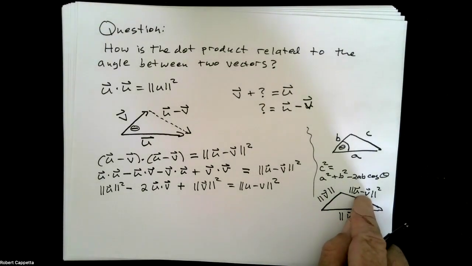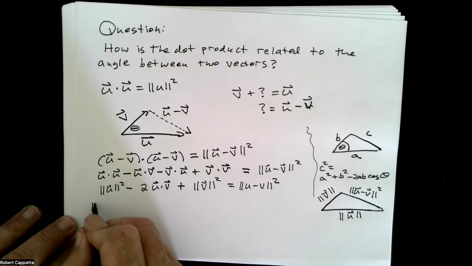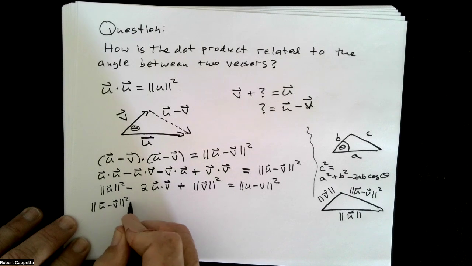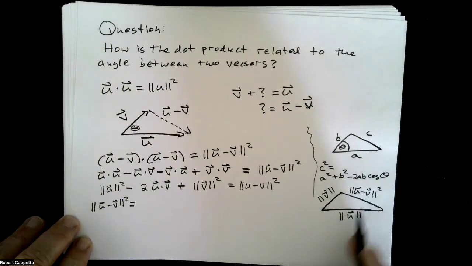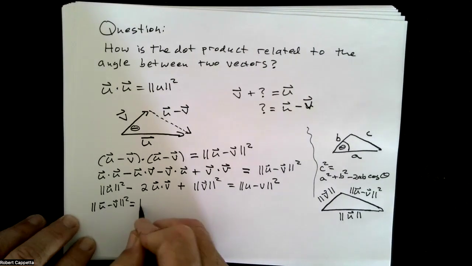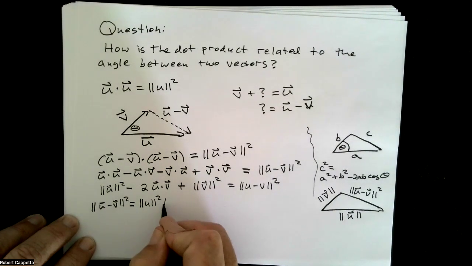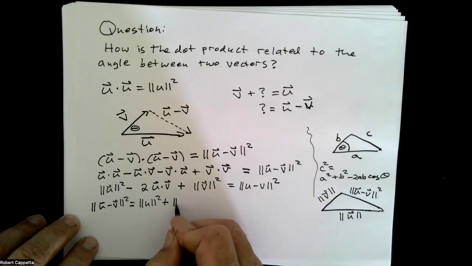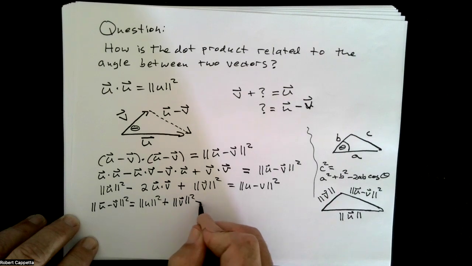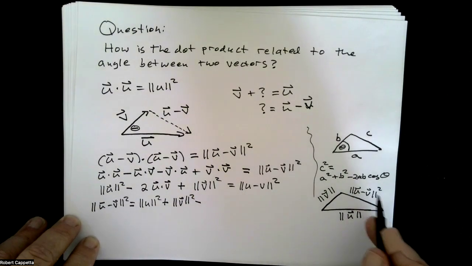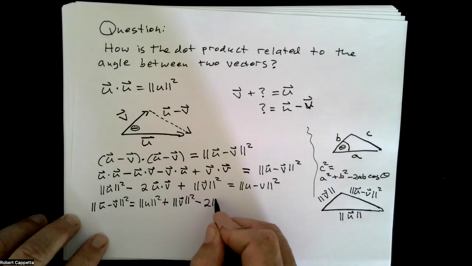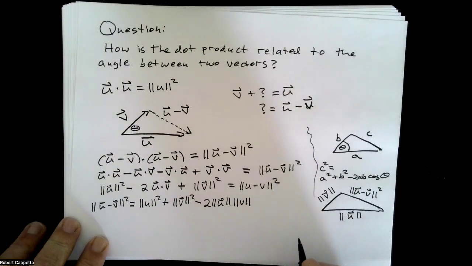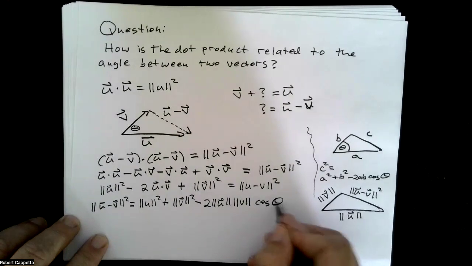So C squared would be the length of U minus V squared. Equals A squared, which in our case here is the length of U squared. Plus B squared, which in our case is the length of V squared. Minus 2AB, so minus 2 length U, length V, cosine theta, cos of the angle in between.